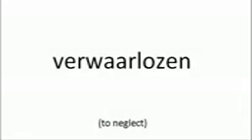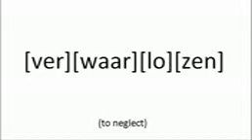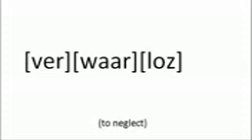Here we see the verb verwaarlozen. We divide it into syllables with square brackets. The en suffix gets removed. What remains is the stem verwaarloz.